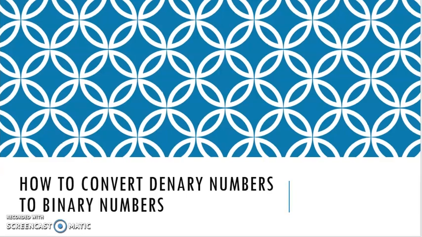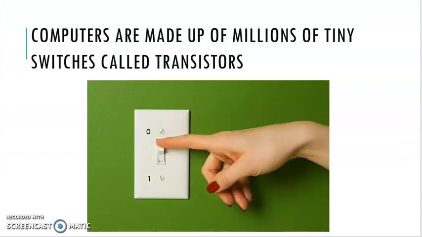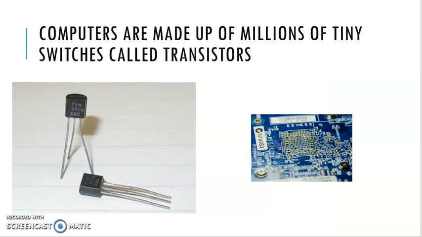So what do we need to do first? Well, first off, we need to remember how computers work and how they're put together. Now I've got a picture here of a light switch. You might be thinking, why on earth have you got a picture of a light switch? Well, computers are actually made up of millions of tiny switches called transistors, which can simply be turned on or off. And that's what they look like.